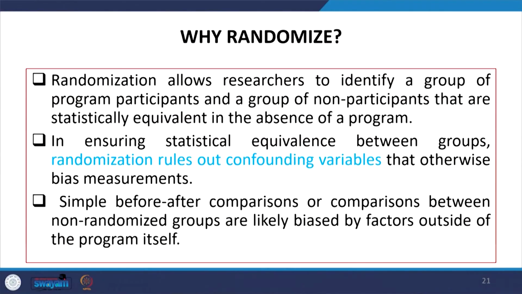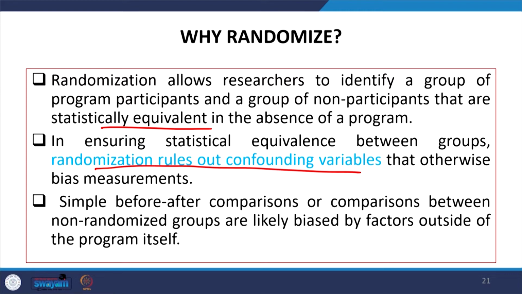It is quite obvious that we will understand the non-biased component in the experimentation. Randomization allows researchers to identify a group of program participants and a group of non-participants that are statistically equivalent in the absence of a program. In ensuring statistical equivalence between groups, randomization rules out confounding variables, and statistically equivalent results in the absence of a program can also be compared.